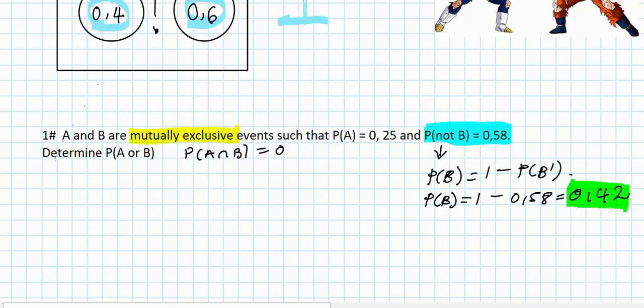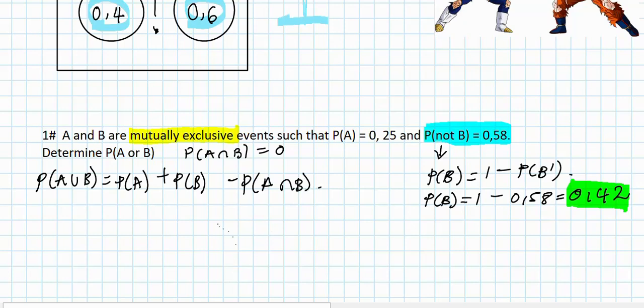So what am I looking for? I'm looking for the union. So I'm going to say the probability of this is equal to the probability of this plus the probability of this minus the probability of the intersection right there. I have everything. So I can just say now the probability of the union is equal to, what is the probability of A? Here's the probability of A, 0.25. So I have 0.25 plus the probability of B.